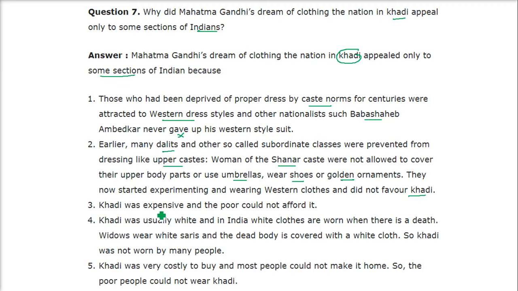Also, khadi was quite expensive, and the poor could not afford it. And khadi was usually white. In India, white clothes are worn when somebody has died. Widows also wear white sarees, and a dead body is covered with white cloth. So khadi was not worn by many people. Khadi was very costly to buy, and most people could not make it at home. So the poor could not afford to buy or wear khadi.